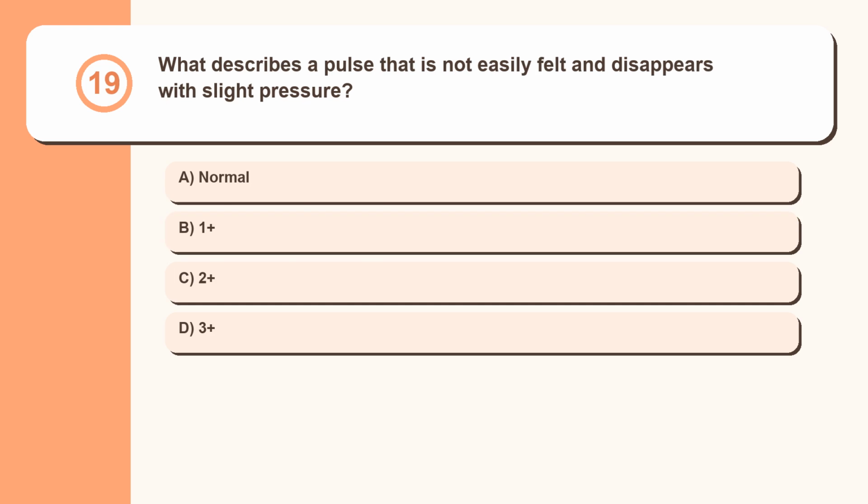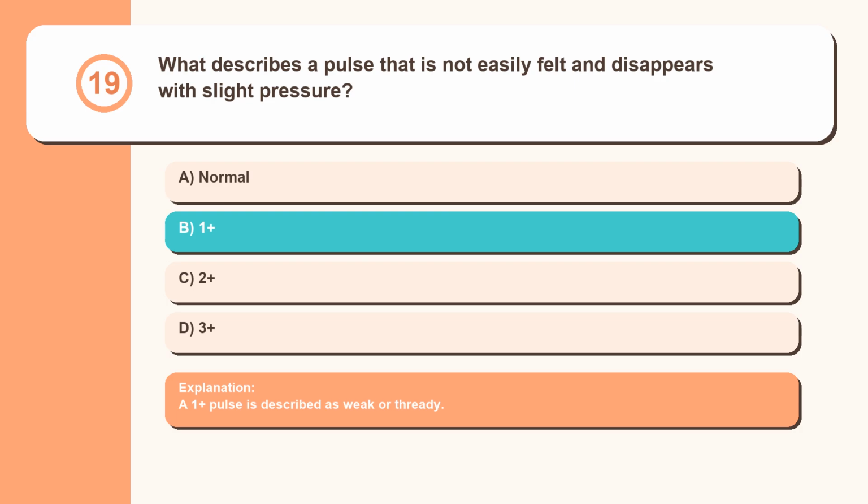Question 19. What describes a pulse that is not easily felt and disappears with slight pressure? Normal, 1+, 2+, 3+. A 1+ pulse is described as weak or thready.